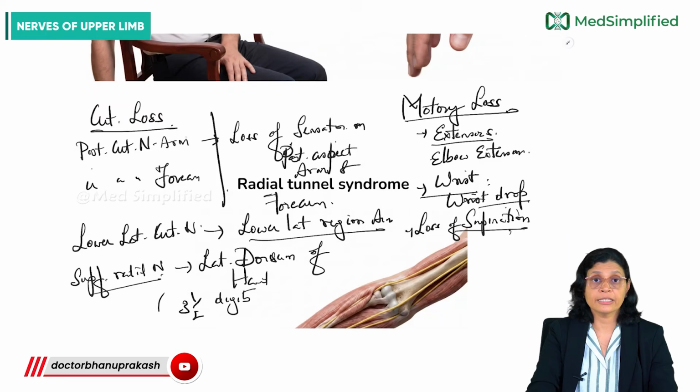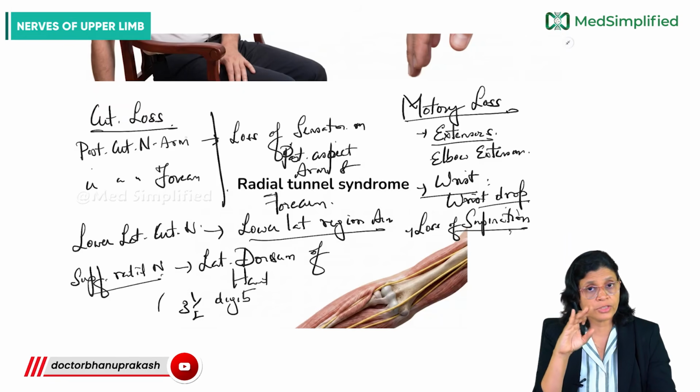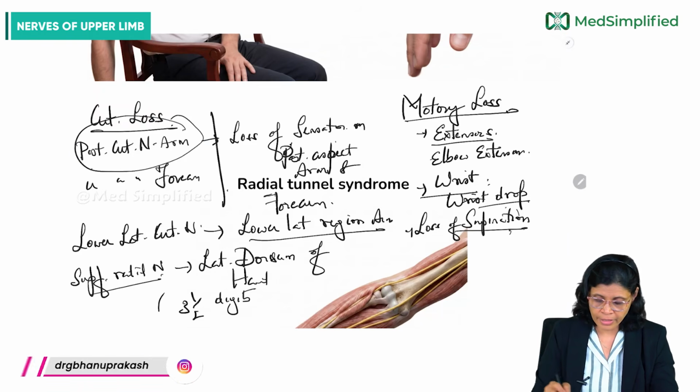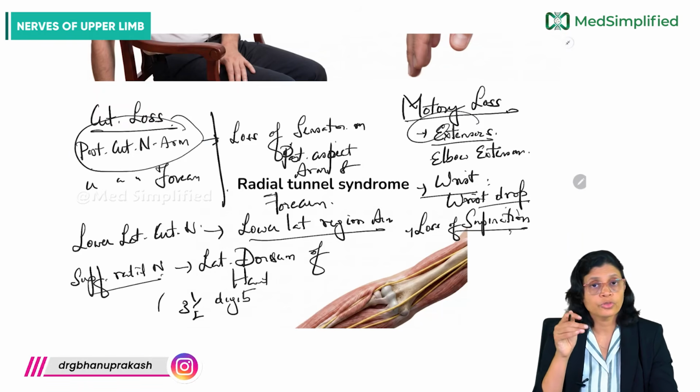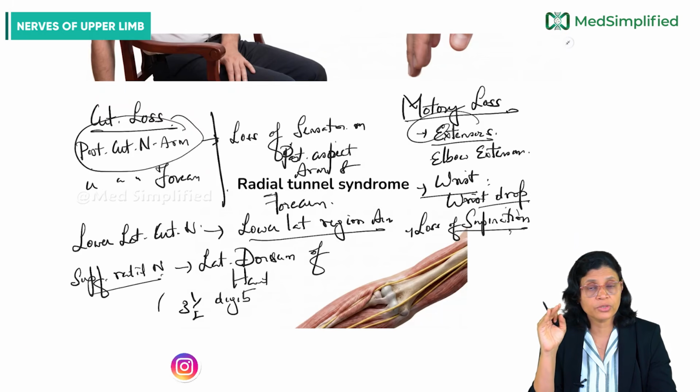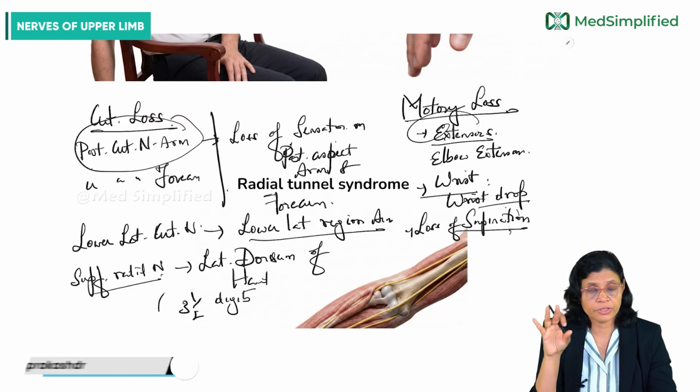Now if it is injured in the spiral groove, here you have to know what is not lost. Before it enters the spiral groove, what were the branches given? One was the posterior cutaneous nerve of arm and one to the triceps, isn't it? So two branches were given. Because of which, the sensations over the distribution of the posterior cutaneous nerve of arm are not lost. Basically on the posterior aspect of the arm, there is no sensory loss.